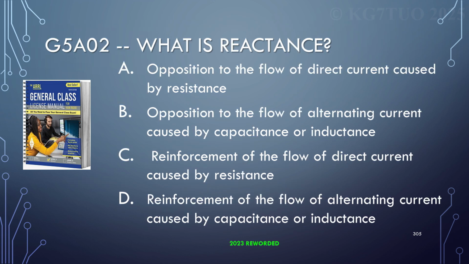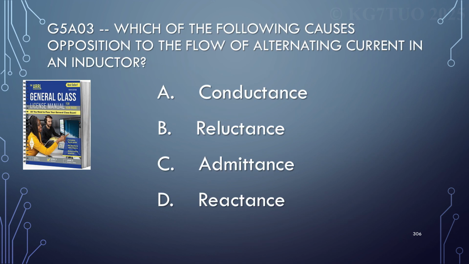What is reactance? Bravo is certainly not the reinforcement of it. Opposition to AC. Which of the following causes opposition to the flow of alternating current in an inductor? Am I going to let you in, or am I going to keep you out?